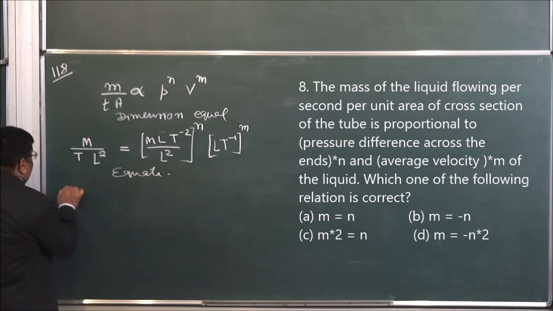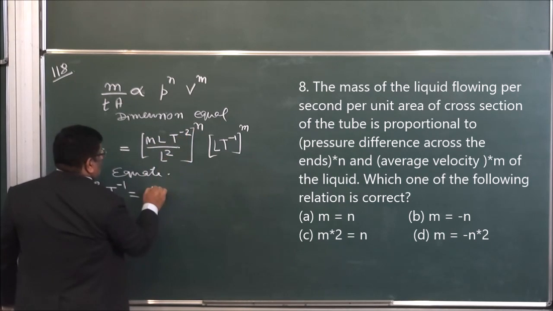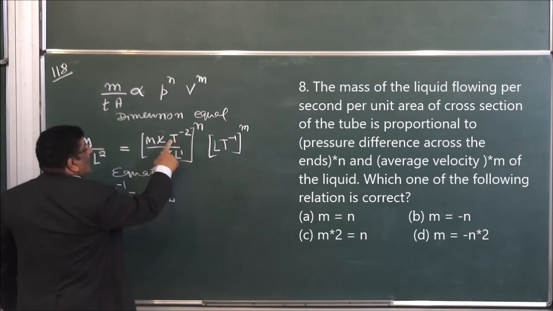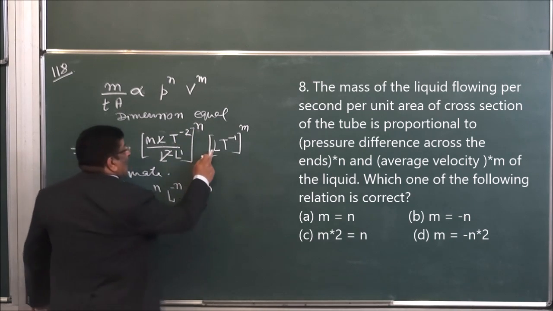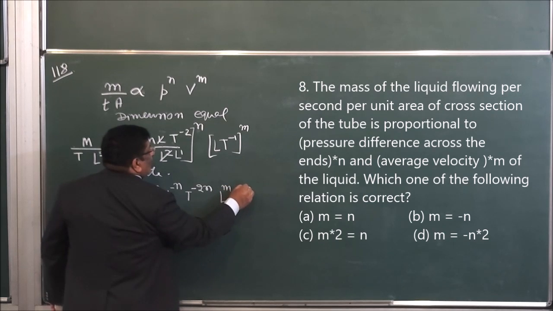So this is M to the power 0, L to the power 2 and T to the power minus 2 and T to the power minus 1 is equal to M to the power n, L to the power, this we cancel out, so this is L to the power minus 1 into n, that is minus n, M, L, T to the power minus 2 into n, minus 2n, and here it is L to the power m and T to the power minus m.